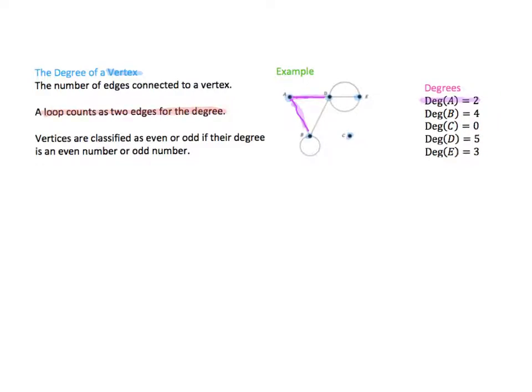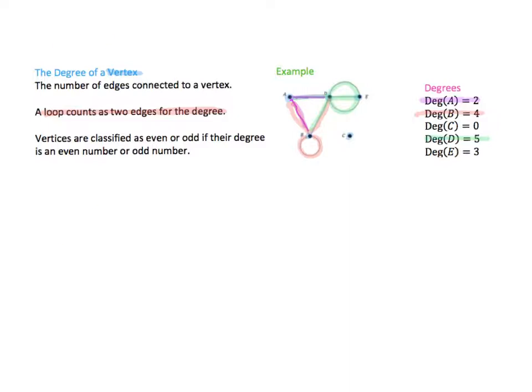Now, an important fact to remember is that the loop counts as 2 edges for the degree. Say here, B has this one coming out, that's 1, 2, and then there's a third one, 3, and there's 4. So there's the degree of that one. If we look at the degree of D, let's count how many. It's got 1 coming out there, 2, 3, 4, and 5. So there's the 5. So that's the degree.